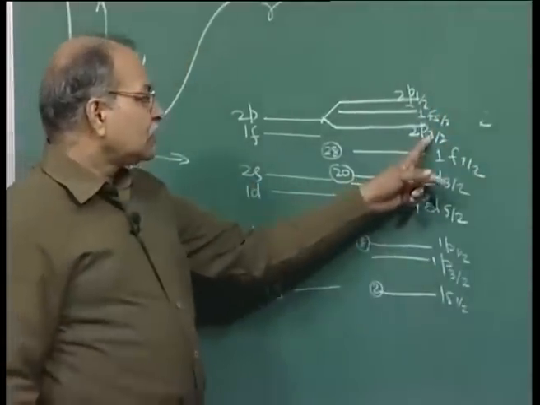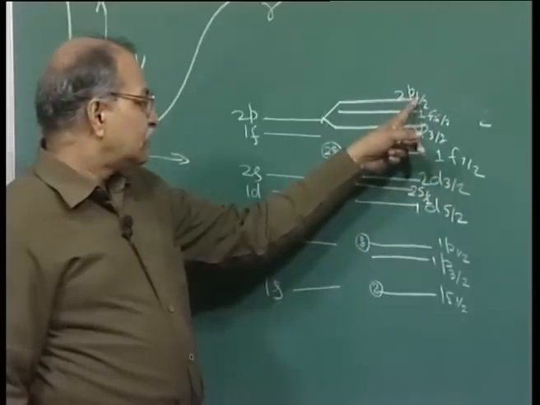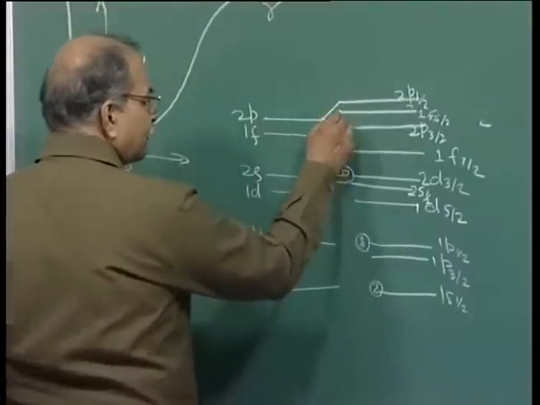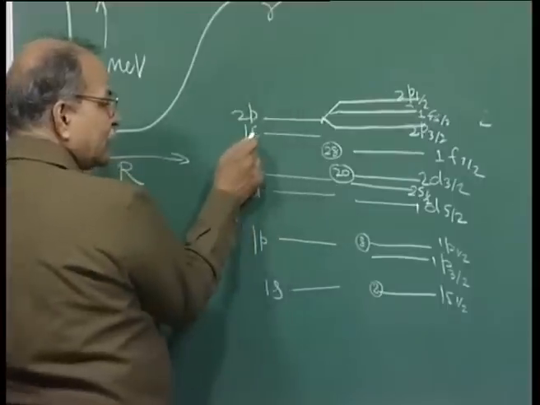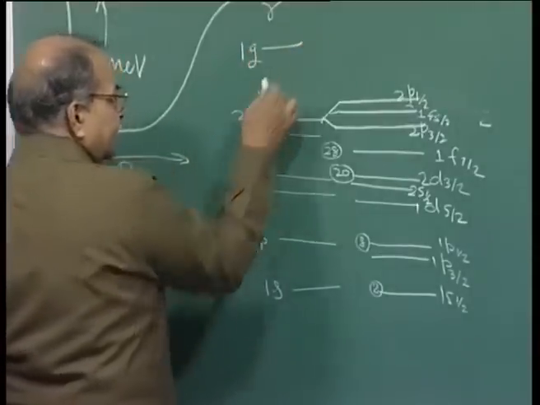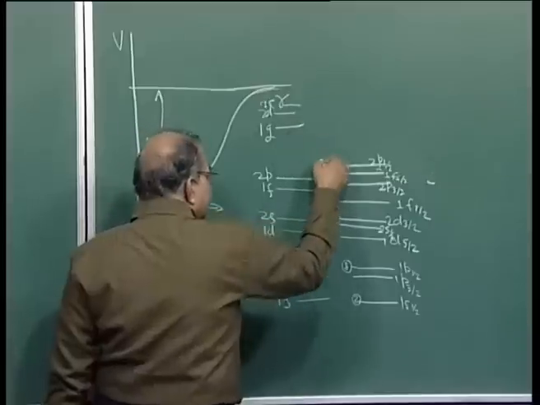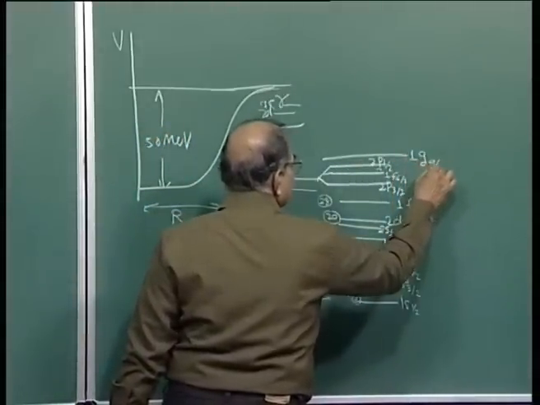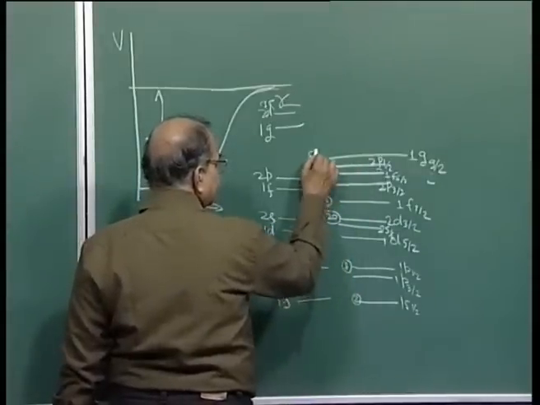How many? 4 plus 6 is 10, and plus 2 is 12. Okay. So, this is how much? 12 and 10 will come from 1g. Next one is 1f, 2p, then 1g will be there, then 2d will be there and 3s will be there. So this 1g will come down and join here, 1g 9 by 2. So, that makes it 12 plus 10 is 22, and 28 plus 20 is 50.